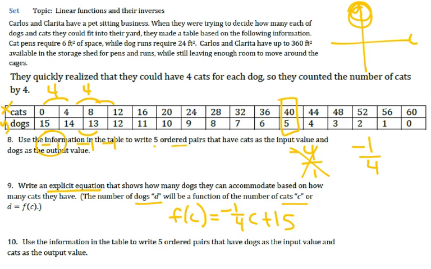Okay, try number 10. Use the information in the table to write 5 ordered pairs that have dogs as the input value and cats as the output value. So think about that. Up here, cats was the input, dogs were the output, so you're kind of flipping it around. So you're basically just taking your table and flip-flopping it.